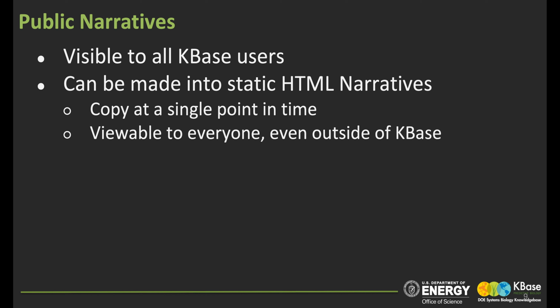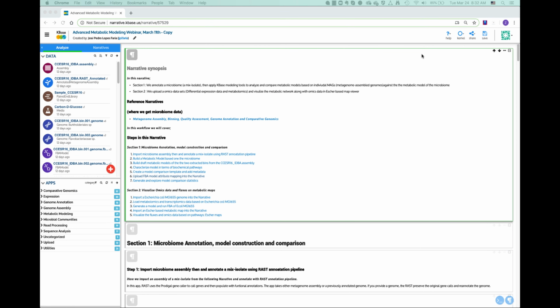Making a narrative public allows all KBase users to see the narrative. For narratives that have been made public, we can make a static HTML version of the narrative. This version contains a snapshot of the narrative at a particular point in time and can be viewed by anyone even outside of KBase.